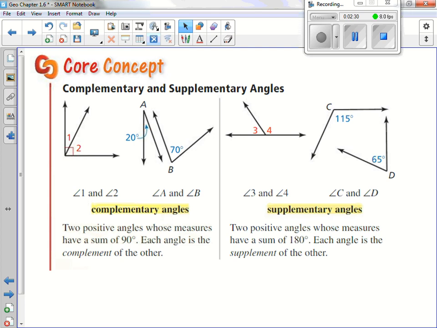You don't have to write the whole thing down. Really, I would just try to keep straight: complementary angles add up to 90. Supplementary angles add up to 180.